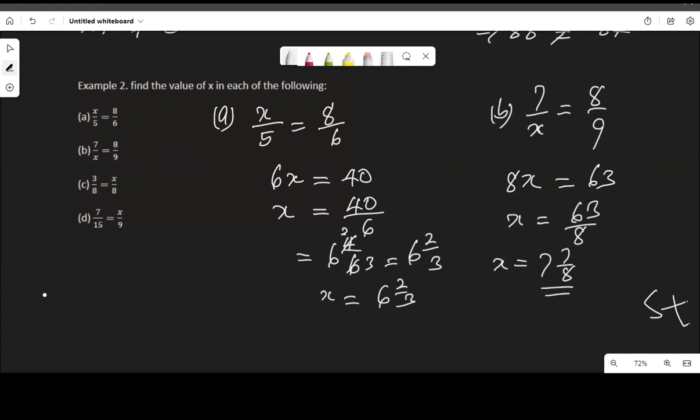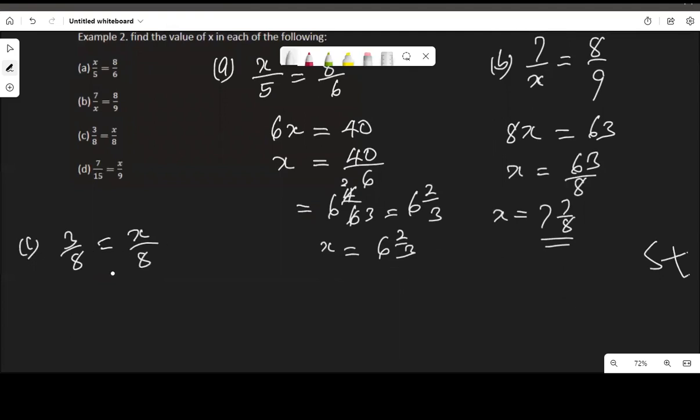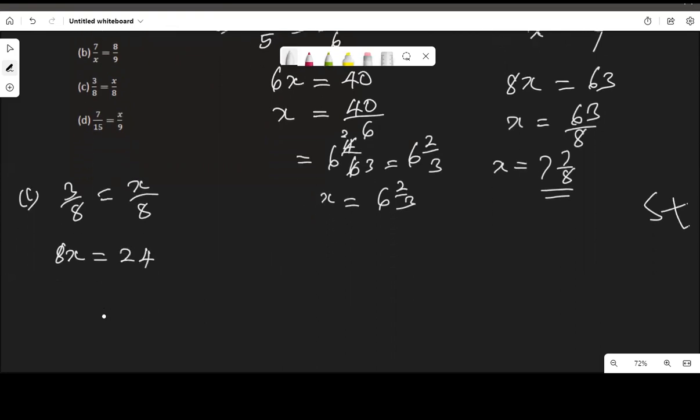Then for the c, let's do that here. C, 3 over 8 equal to x over 8. Again, to get the value of x, we need to cross multiply. 8 times x is 8x, and 3 times 8 is 24. To get the value of x, we divide both sides by 8. x is equal to 24 divided by 8. x equal to 3.